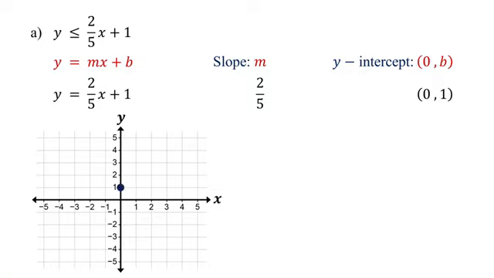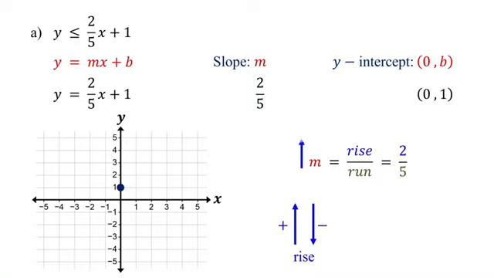Now, plot the y-intercept on the coordinate plane. Then plot another point using the slope. Slope is rise over run, and here it is 2/5. When the rise is positive, we move up, and when it's negative, we move down. Here, the rise is positive 2, so we move up 2 units. When the run is positive, we move to the right, and when it's negative, we move to the left. Here, the run is positive 5, so we move to the right 5 units.